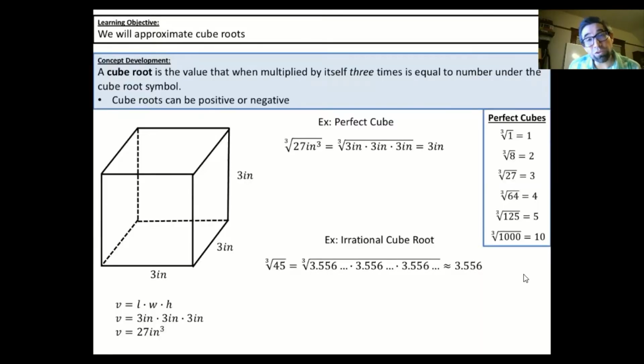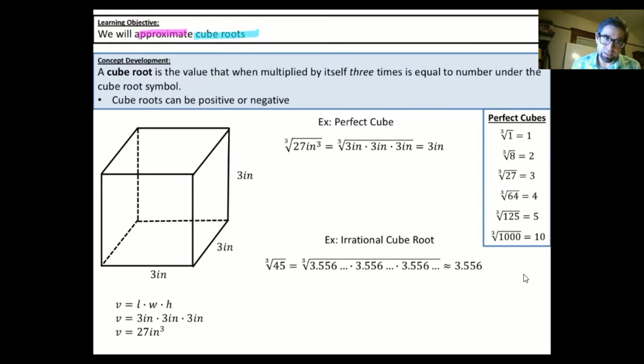All right, so our learning objective is we will approximate cube roots. Now, the word approximate means that we are going to get as close to a value as possible rather than estimating, which is making our best or most reasonable guess of what a value is. So approximating, getting as close as possible or as close as desired. And then the concept is a cube root, very similar to a square root, but now we're adding an extra dimension and we're going to be talking about a cube rather than a square.